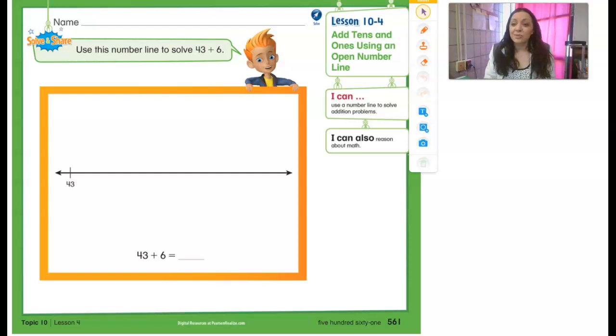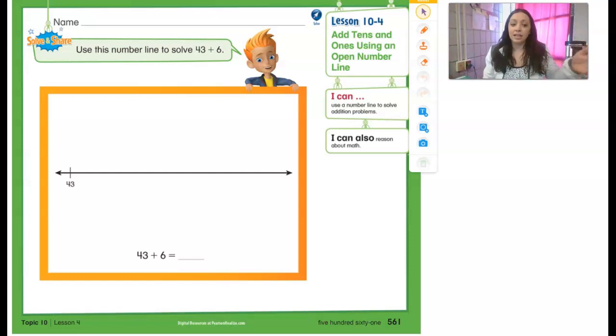Hi guys, so we are ready for lesson 10-4 in Envision, and we're going to be adding tens and ones using an open number line. And we talked about that vocabulary word of an open number line. Open number line means that it's open. It can start at any number you want it to start at, and it can end at any number you want.